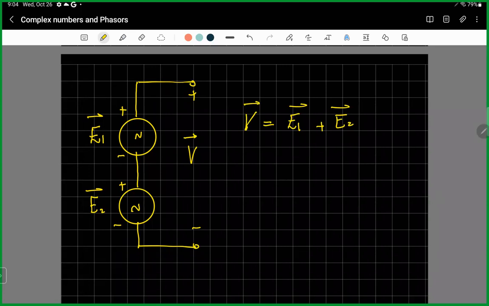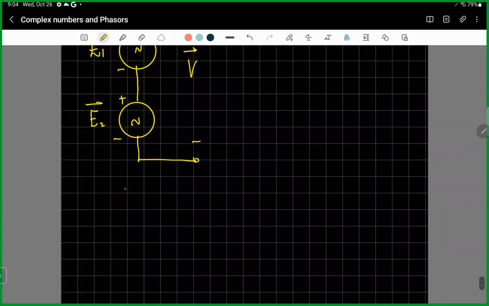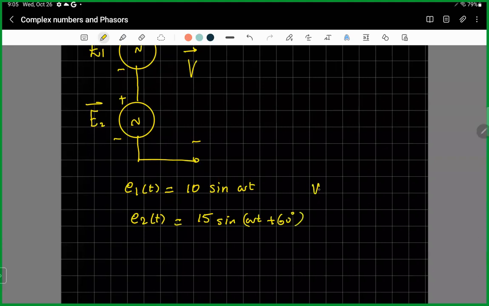This is okay. Can you give us just some kind of numerical example just to feel it? Yes, of course. Let's say that E1 as instantaneous voltage was given as 10 sine omega t. And let's say that the second voltage E2 of t is equal to 15 sine omega t, make it different, plus 60 degrees. All right. So I want to find the total voltage.